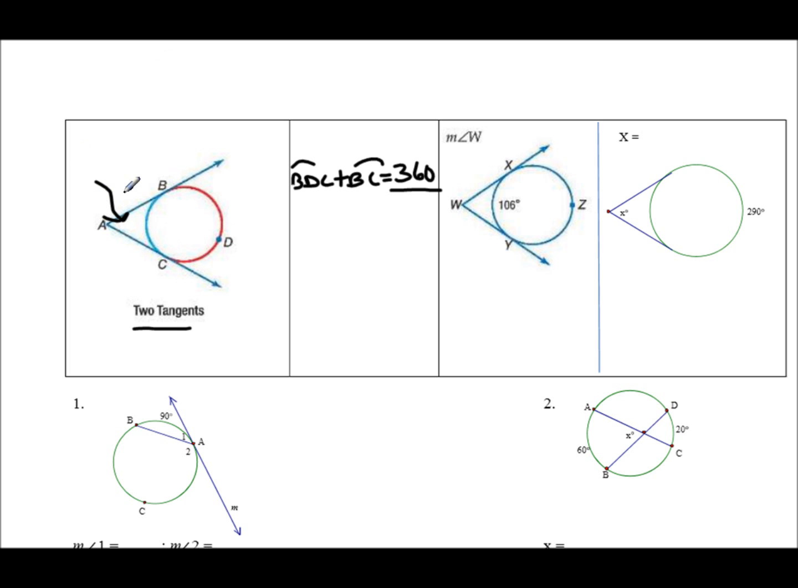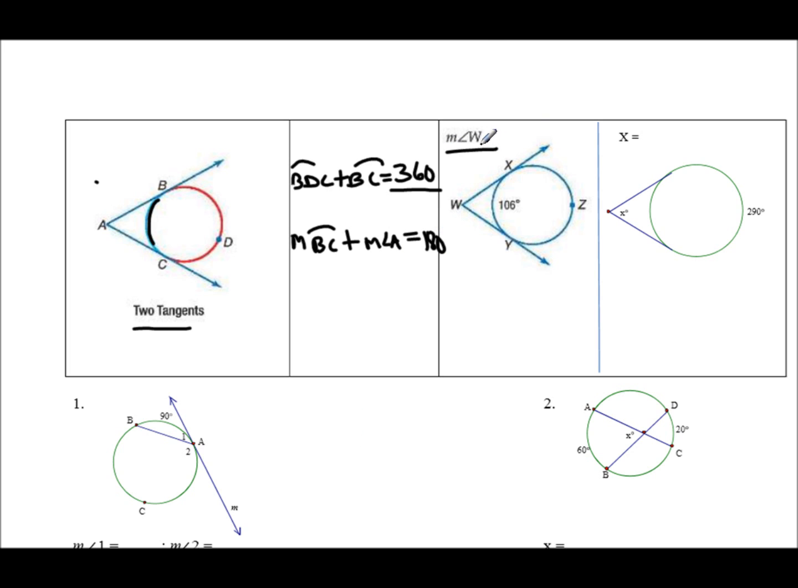And then the next theorem is that the little arc and the exterior angle outside the circle are going to be supplementary. So the measure of arc BC plus the measure of angle A is 180 degrees.